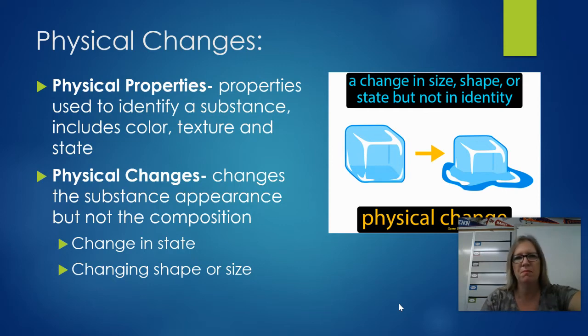Changing the shape or the size of something is also a physical change. I can tear this paper, I can crumple this paper, but it's still chemically paper. I've changed its appearance, but I have not changed its composition at all. Those are physical changes, okay?